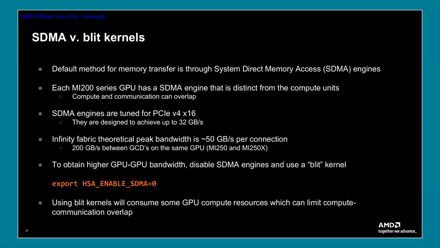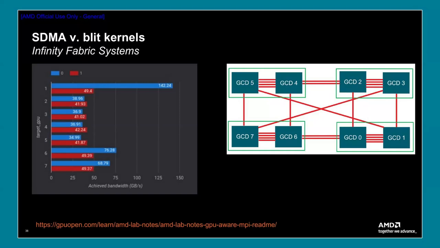So there's always a little bit of trade-off there. This is actually a summary of the achieved bandwidth. In blue is showing with SDMA disabled, so that environment variable set to 0. In red, on the left side here, is with SDMA on, and this is on Lumi. And on the right here, I've got just a quick reminder diagram of those connections. This is, again, the same architecture as what you have on Cetonix and Frontier.